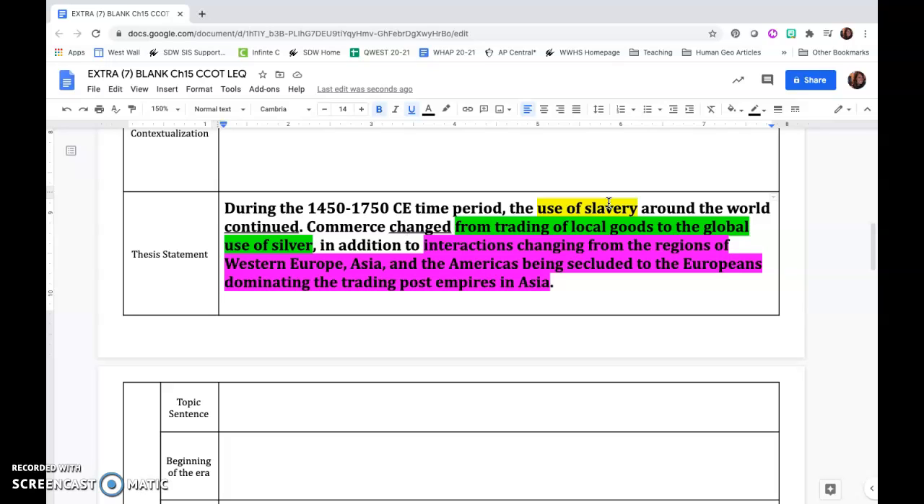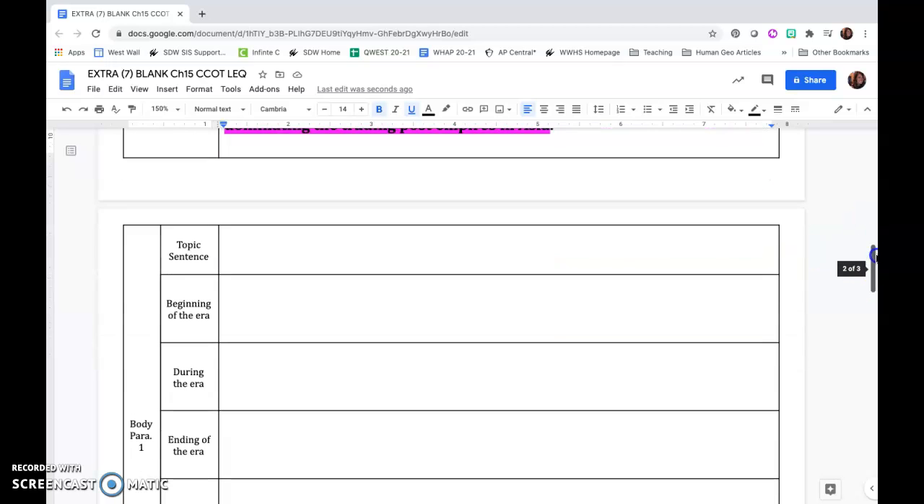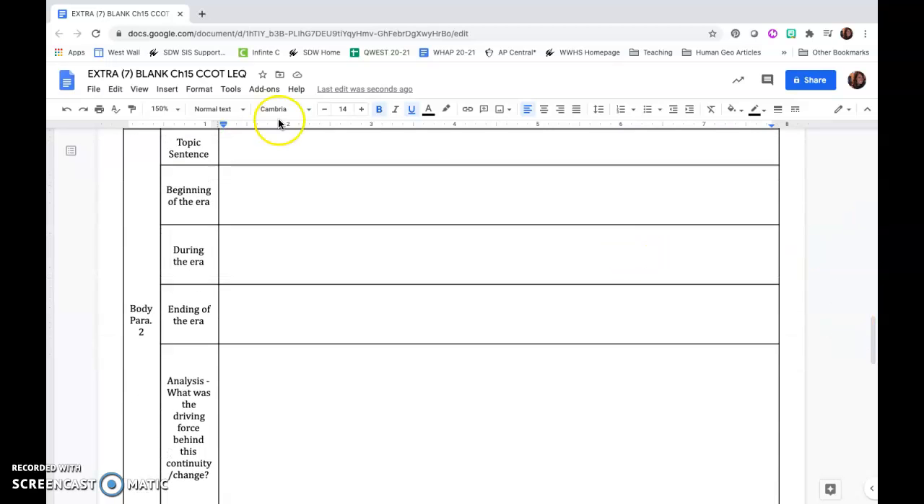Our second one will then deal with the trading of local goods, and the third one with seclusion or becoming those trading post empires. For the sake of today, just because I think that writing changes are easier, we're going to stick with changes, so we're going to hop down all the way to paragraph number 2. When we hop down to paragraph number 2, you're going to see that we're going to write a topic sentence here.